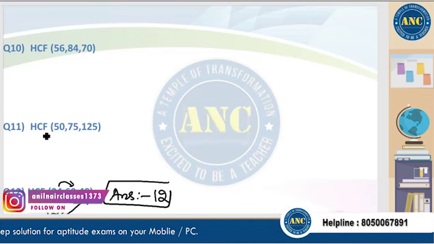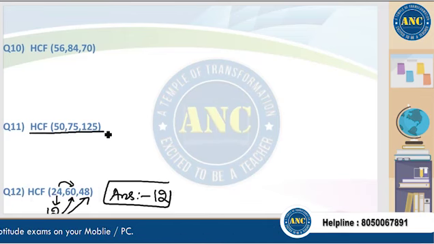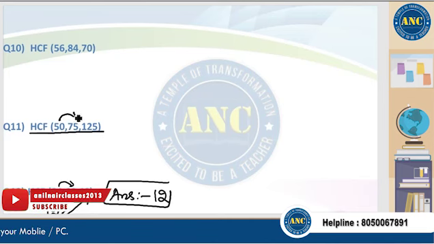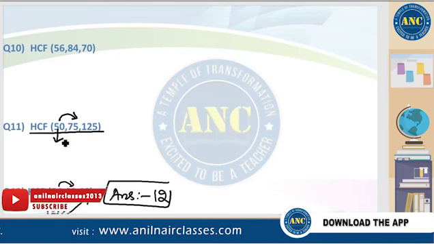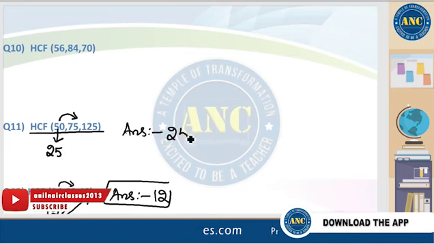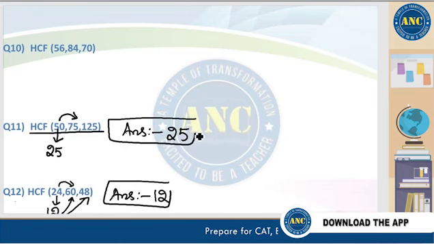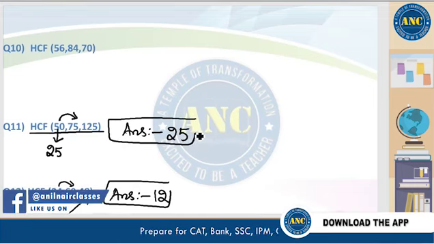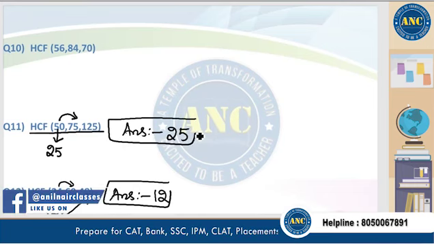Next one, HCF of 50, 75, 125. 50 will not divide 75. The next factor of 50 is 25. 25 3s are 75, 25 5s are 125. The answer is 25. These are some direct exam based questions, showing how you can solve them directly.